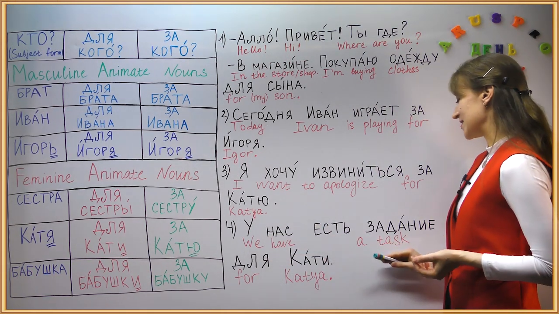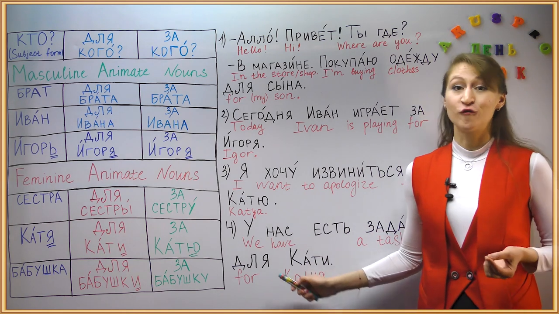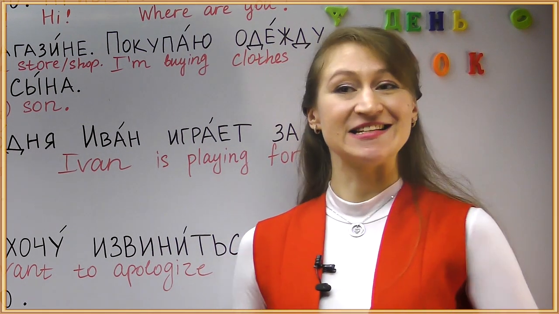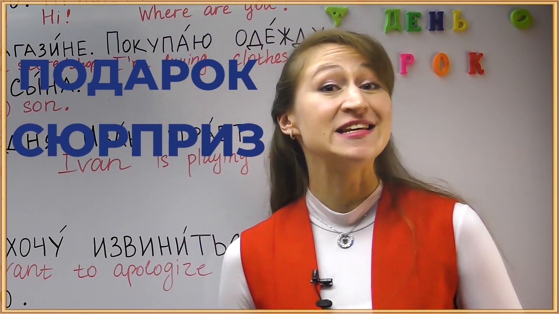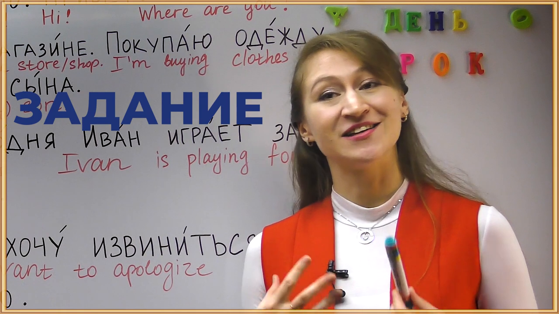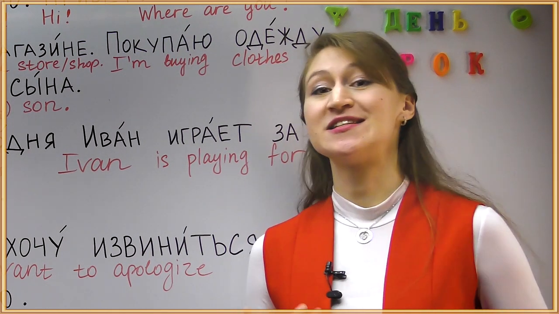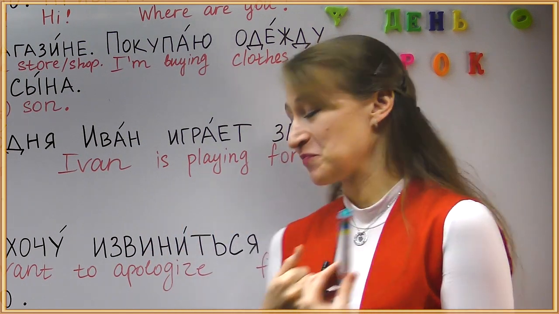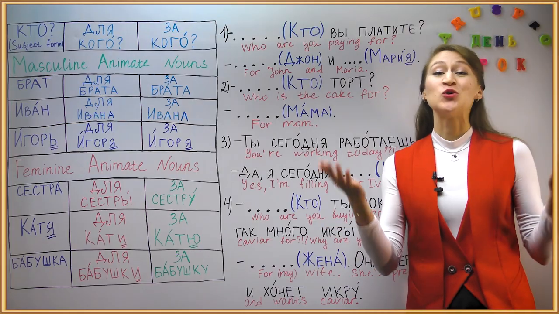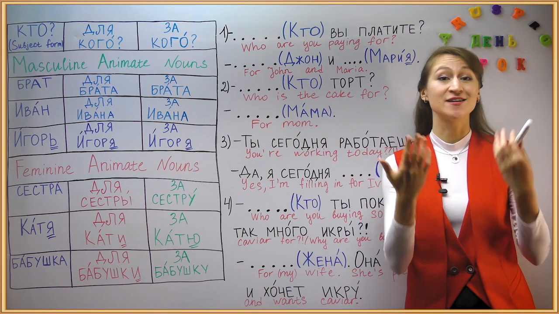У нас есть задание для Кати. So we have a task for Катя. Yes, we can use the preposition для not only with some pleasant things like подарок, present, or сюрприз, or цветы, flowers, but also it can be задание, something that will require some effort on her part, but still it's a good thing for her. We are doing it for her selflessly. We want to help her or to teach her something like that. Very good. And now у меня есть задание для вас. I have an exercise, a task for you.